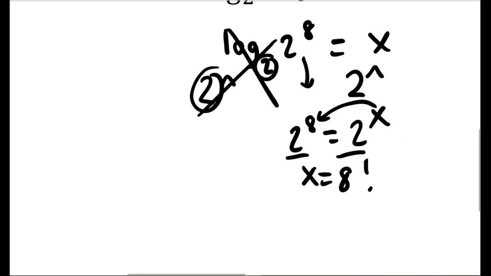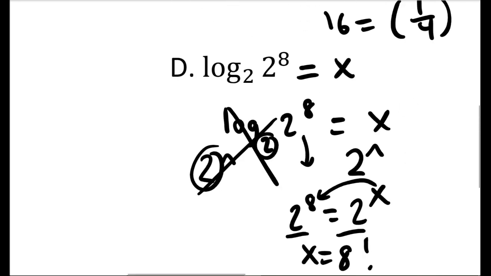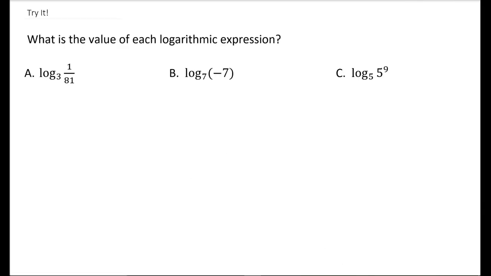All right, so now we know that x is equal to 8, and so the shortcut to this is if the bases match, you simply cancel them out and you get 8, the number at the very end. This only works if the bases match. All right, go ahead and give it a try. See if you can get the answer.